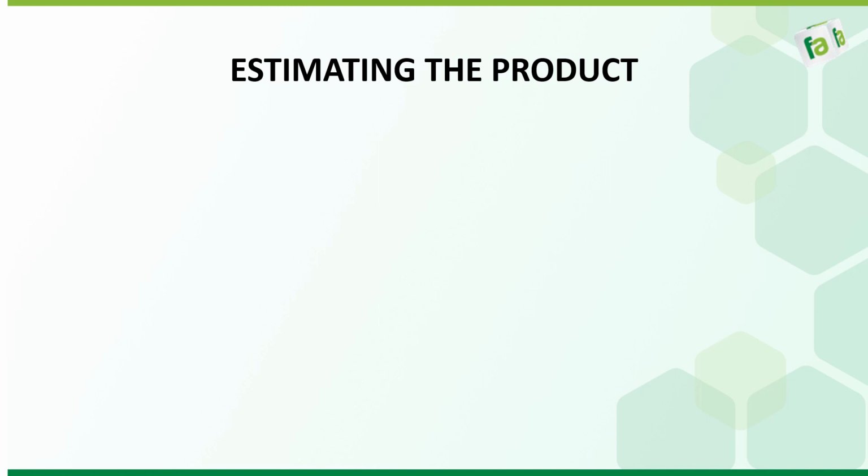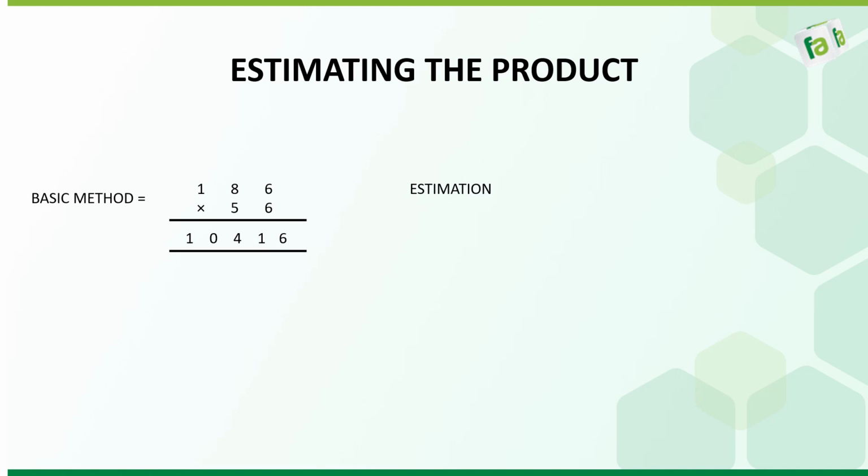Now, can you tell an approximate product of 56 and 186? If we want to calculate the exact product of these numbers, it might take time. But to estimate the product of these numbers is easy and quick by using the rounding off method. Round off the numbers to the nearest tens, hundreds or thousands.